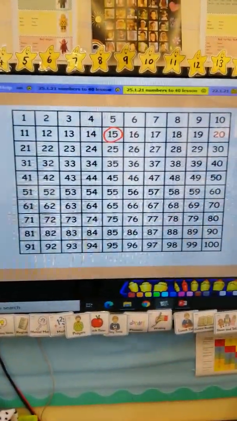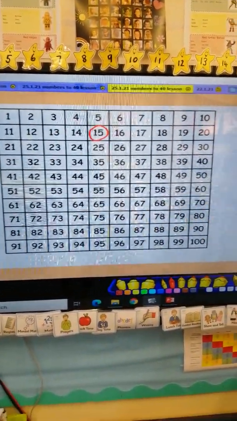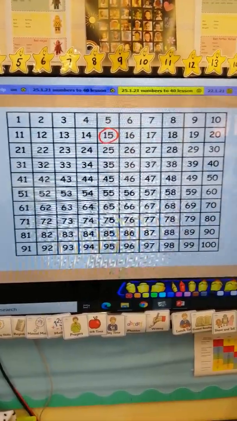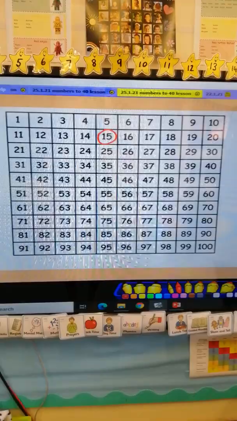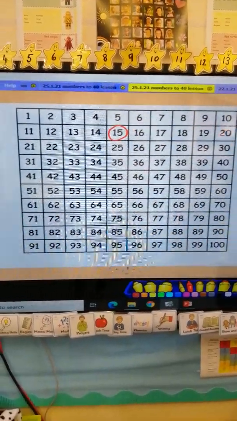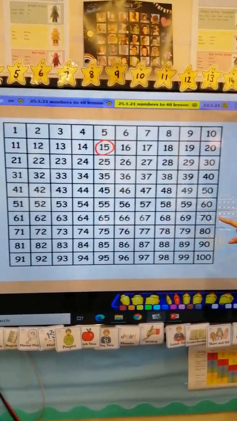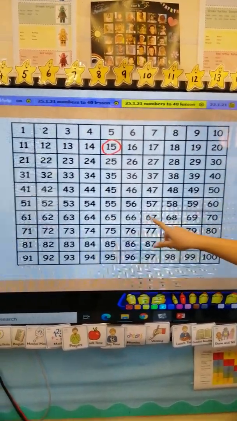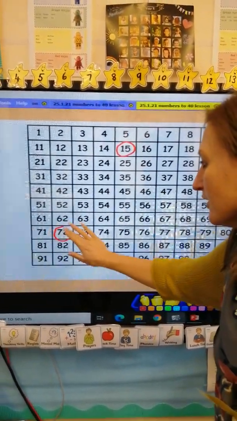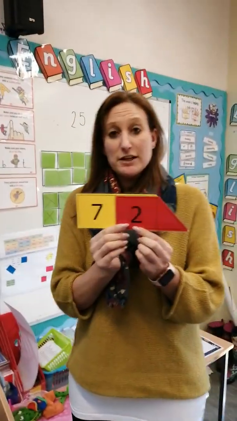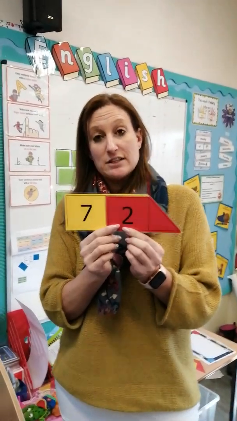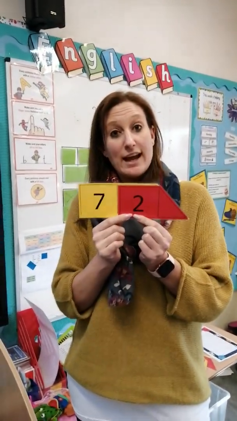Who can find the number 72? The number 72. That's a really big number. 72. 10, 20, 30, 40, 50, 60, 70, 71, 72. There it is, the number 72. Here, look, I've made it with the arrow cards. If I'm going to partition this number, 72, what two numbers will I have?